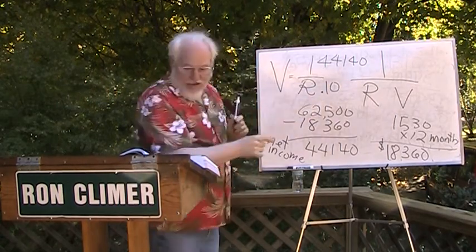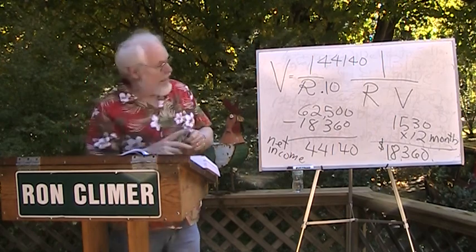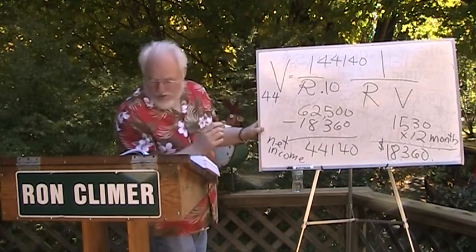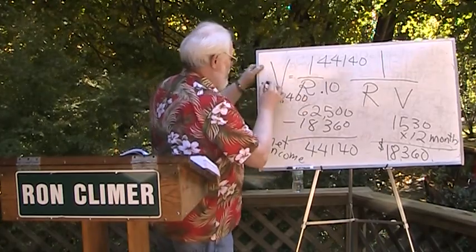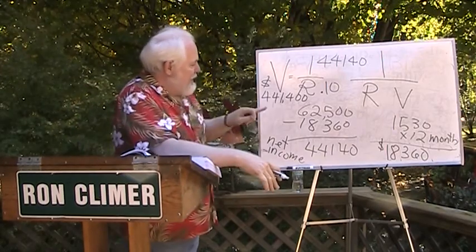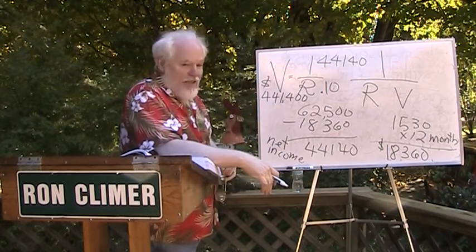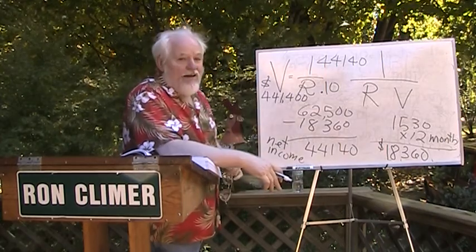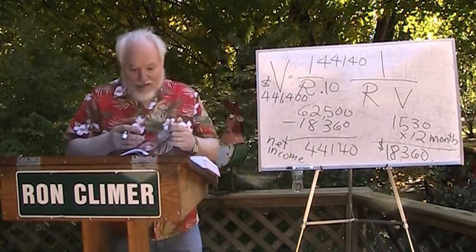44,140 divided by 0.10. And my calculator says this property is worth $441,400. So if you bought that property, you took your $441,000 out of the bank that was paying you $4,000 a year in interest, bought this property, it would pay you $44,000 in net income. And that's why people buy income property.